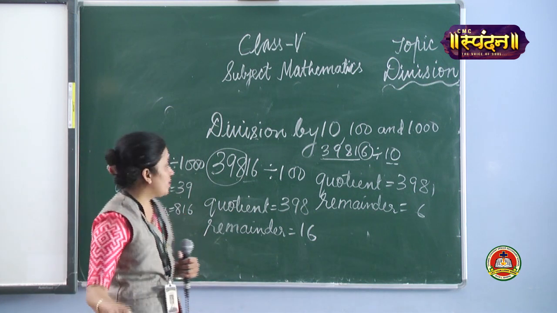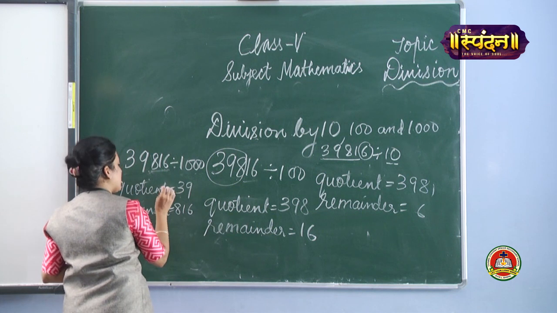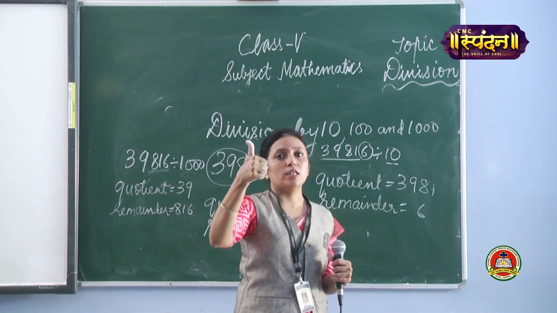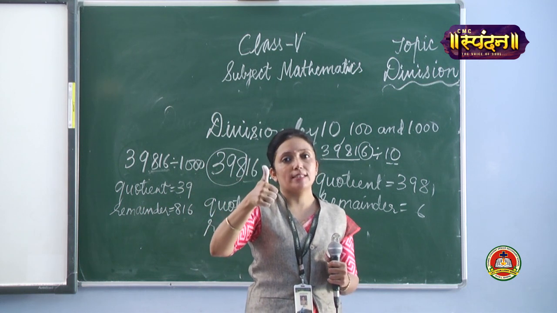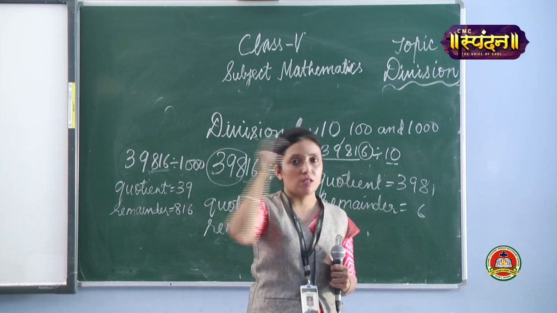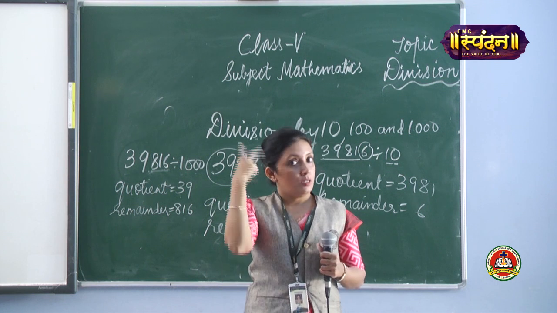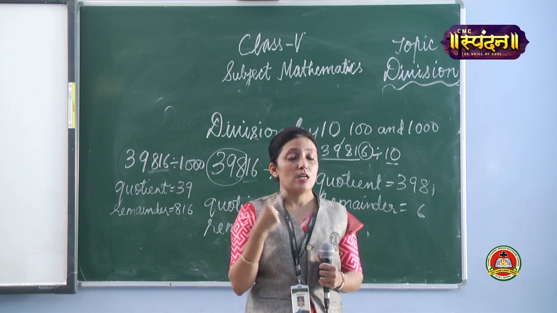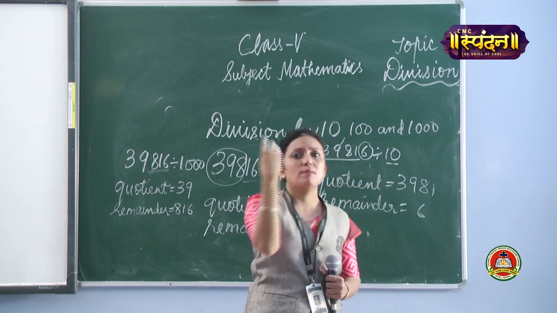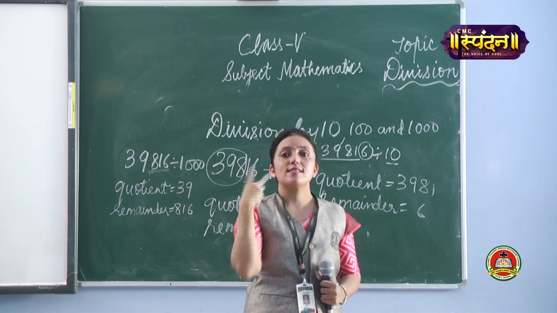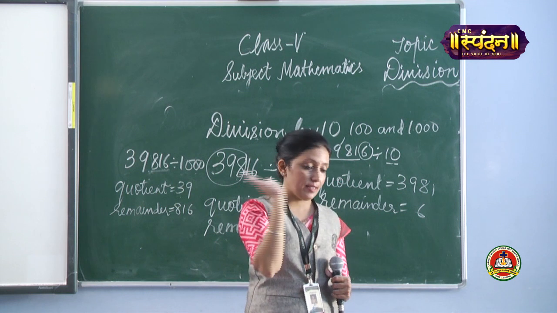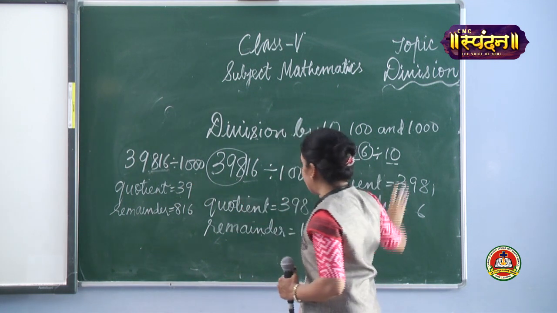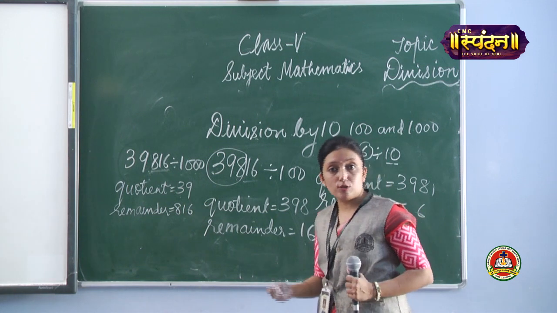Please remember, children, that we have to always see this only. For 10, the single digit, the ones place, you take as remainder, the rest all is quotient. For 100, two digits, that is ones and tens place, and the rest all is your quotient. Similarly with 1000, ones, tens and hundreds will be your remainder and the leftover is your quotient. So I hope this all part is clear and the checking part is also clear for you.